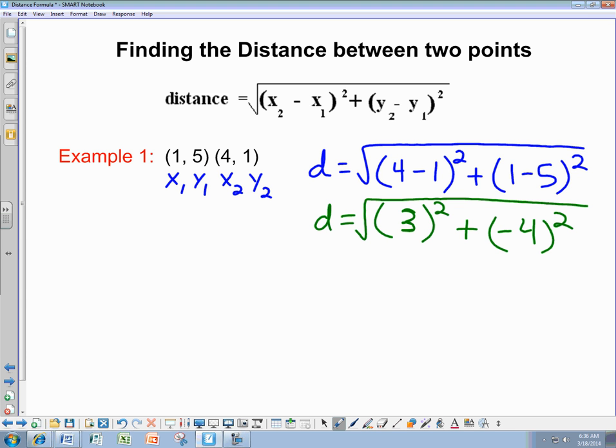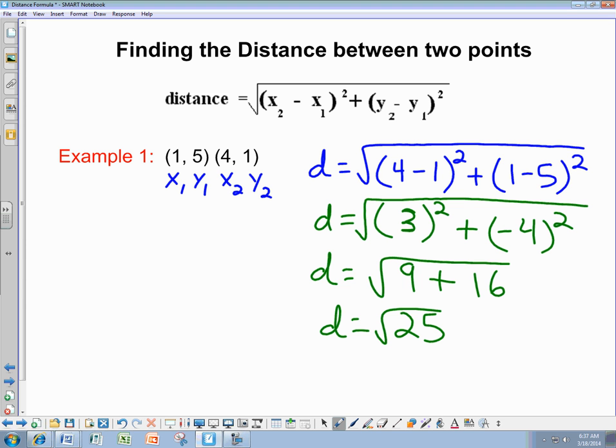Our next step here would be to actually square the 3. So 3 squared is 3 times 3, which is just 9. We're going to add that to negative 4 squared, which is negative 4 times negative 4. That would be positive 16. Remember, this is all still square rooted. And then our last part in solving this would be to add 9 and 16 to get 25. And again, it's still square rooted.